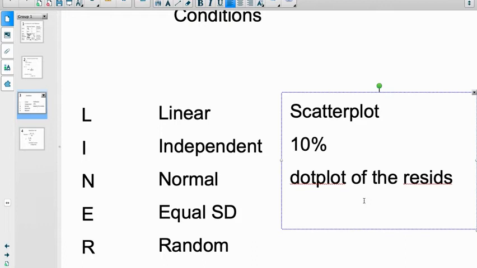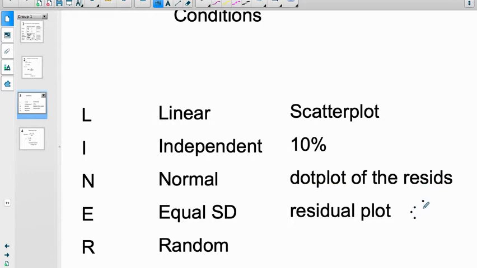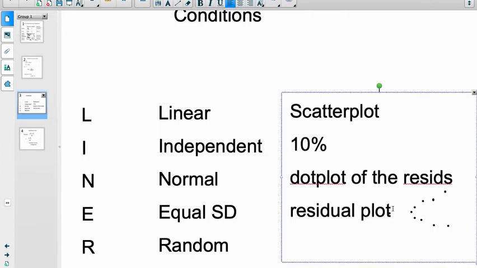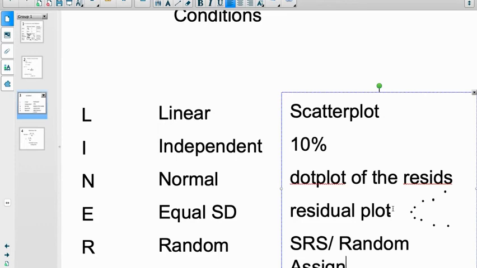For equal standard deviation, that's the E, you need to look at the residual plot. And there needs to be no type of pattern in your residual plot. Remember, your residual plot plots your X list versus the residuals. The main thing to look out for is like a Christmas tree pattern that would look something like this. So as your X gets bigger, your residual gets bigger. And then the random condition needs to be a simple random sample or a random assignment experiment. So those are the conditions.